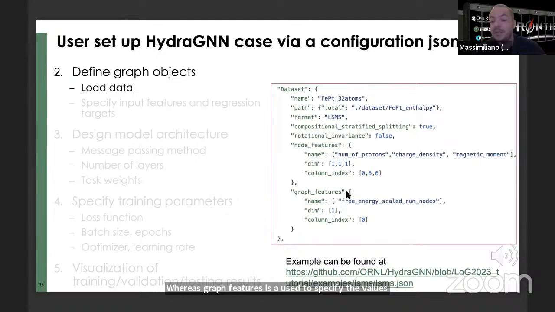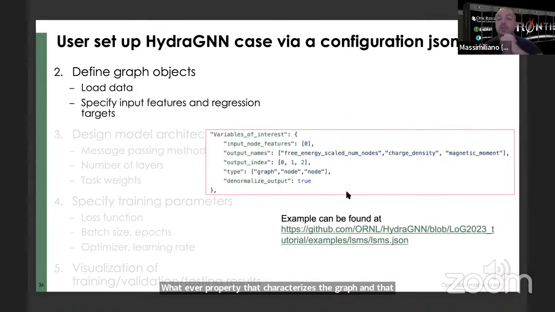So data.y, differently from data.x, is supposed to contain whatever property characterizes the graph, and that is a global feature property. Once we have described what you find within data.x and data.y, the job is not done yet, because obviously within data.x, for the node level features, you have both inputs and outputs. So the user still has to specify how the code is going to split data.x into what is fed as input and what is fed as output for the Hydrogen NN training.